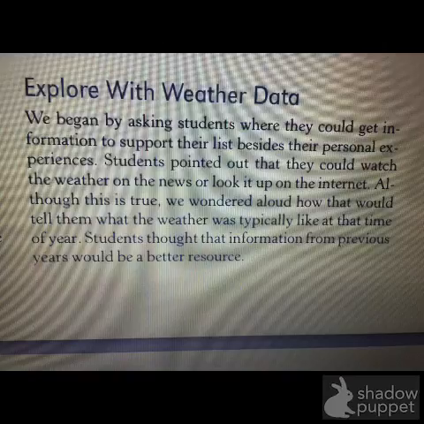Some of the questions included how much precipitation fell, how windy was it, and how cloudy or sunny was it. And this was a great way to also incorporate math skills into the lesson because students were asked to find the average and the median and things like that of the weather.